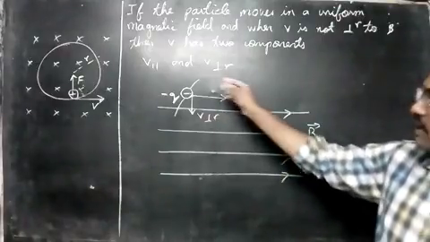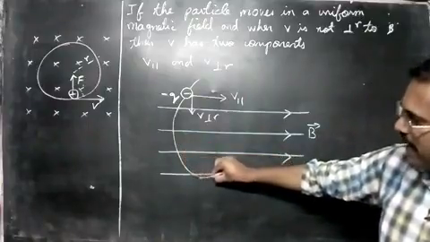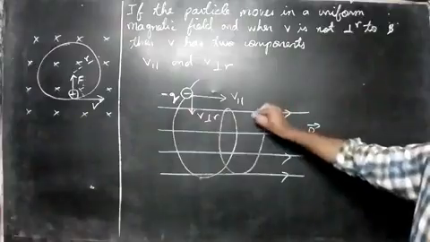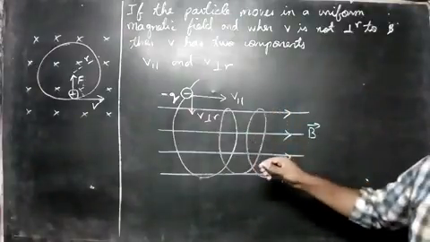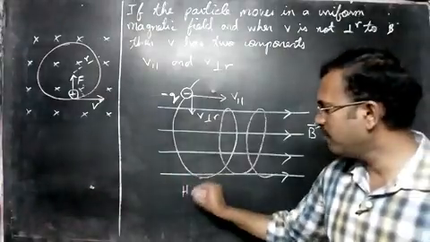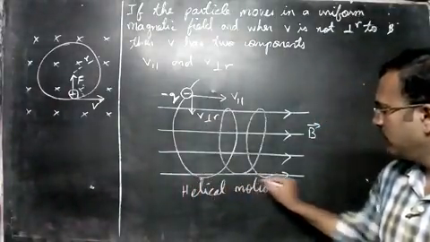What happens when the velocity changes? The path will change. It will curve, and then you can see it will form a helix this way, a spiral like a spring. The motion of the particle, the electron, will be in this direction. So this is the helical motion of the electron.